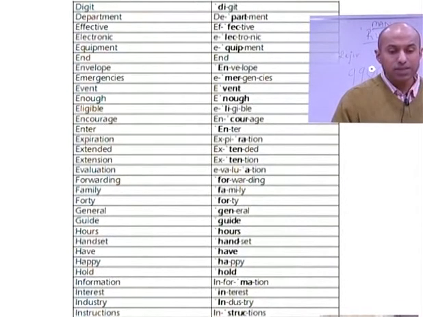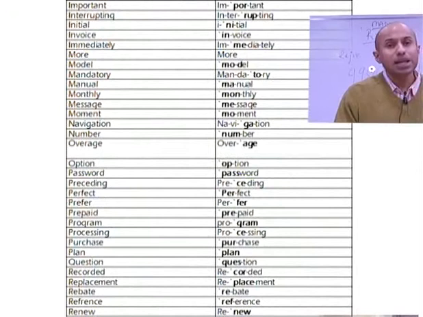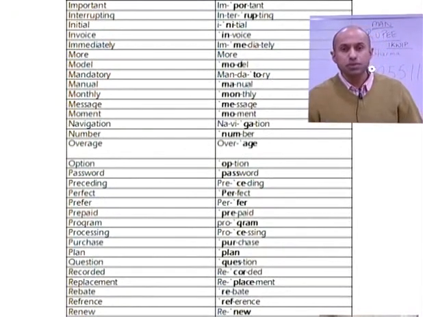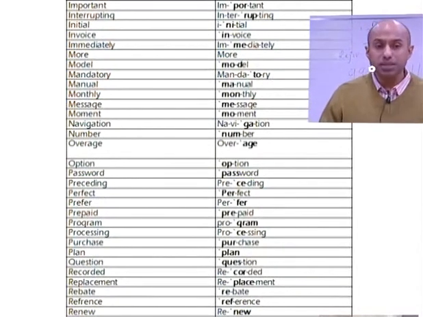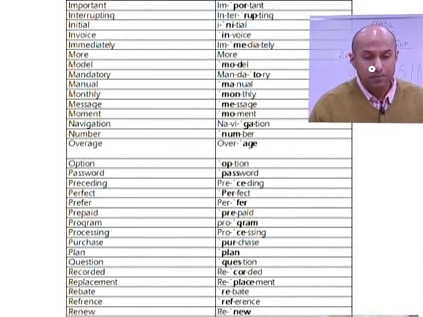Yes, we had done this. We had done digit, department, effective. We had an invoice, event. Yes, now that we know these rules, now that we know the patterns of pronunciation, when it changes as a verb, as a noun, now let's look at these words once more and see how we are producing them. And I would like you to try and say it out for me.